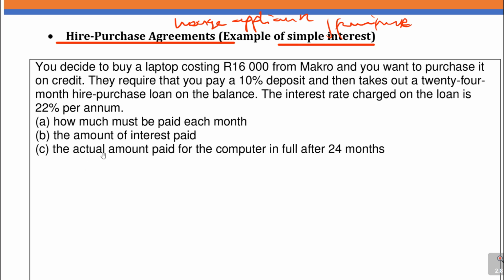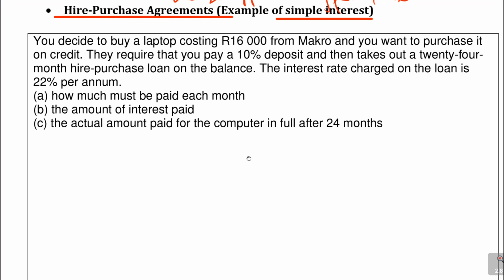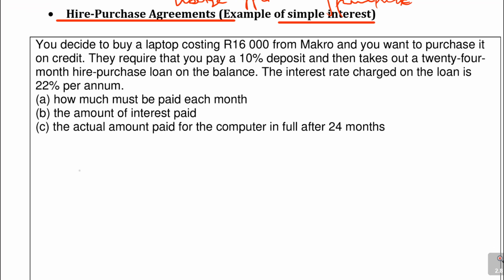So to answer these questions, first you have to understand what you are dealing with. Guys, this thing changes nothing. You are still dealing with simple interest. First things first, write the formula. A is P(1 plus i times n). You are dealing with a simple interest formula here.